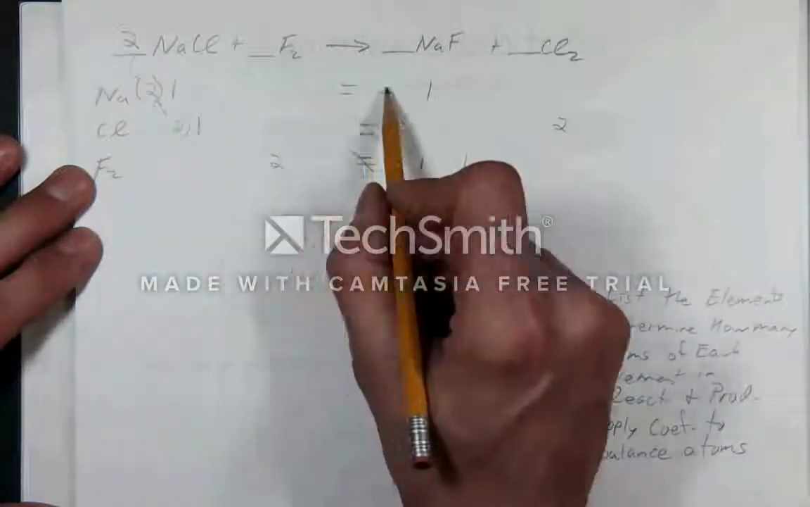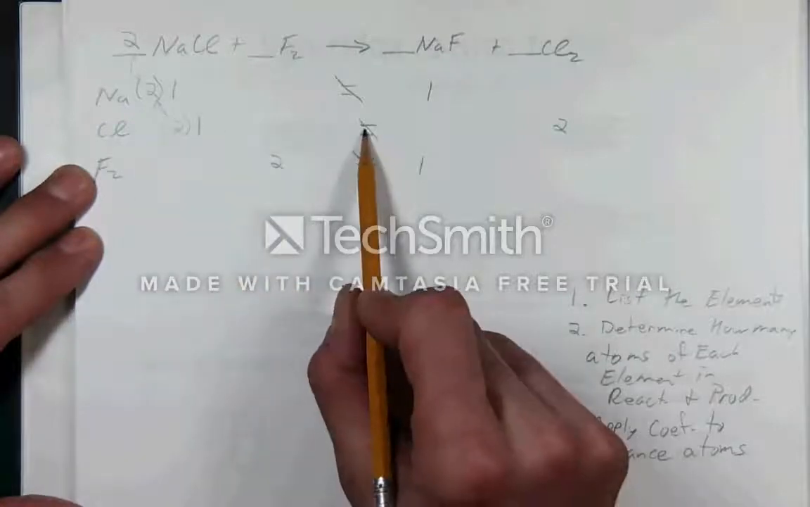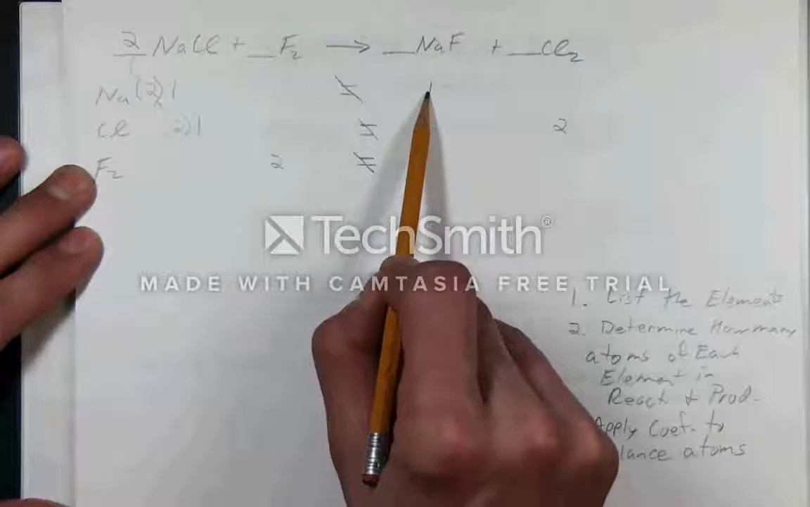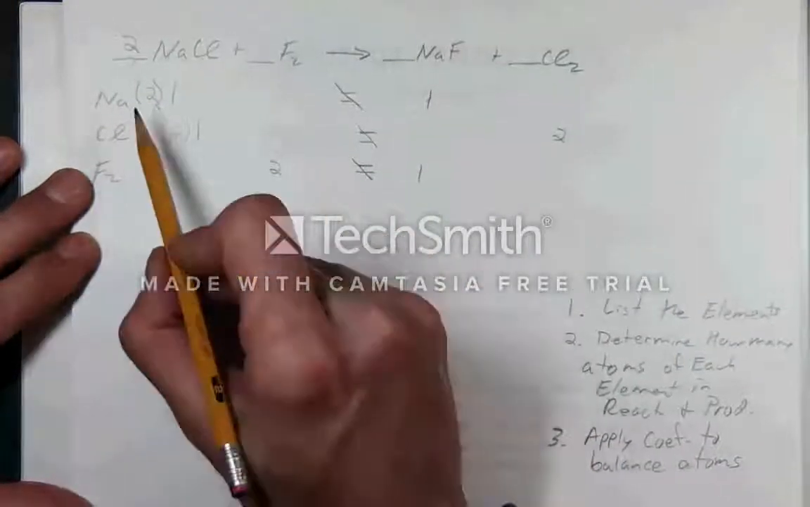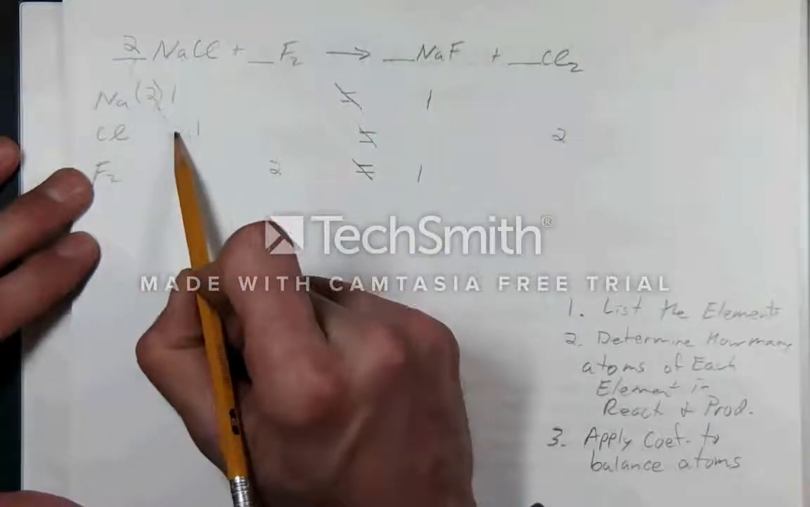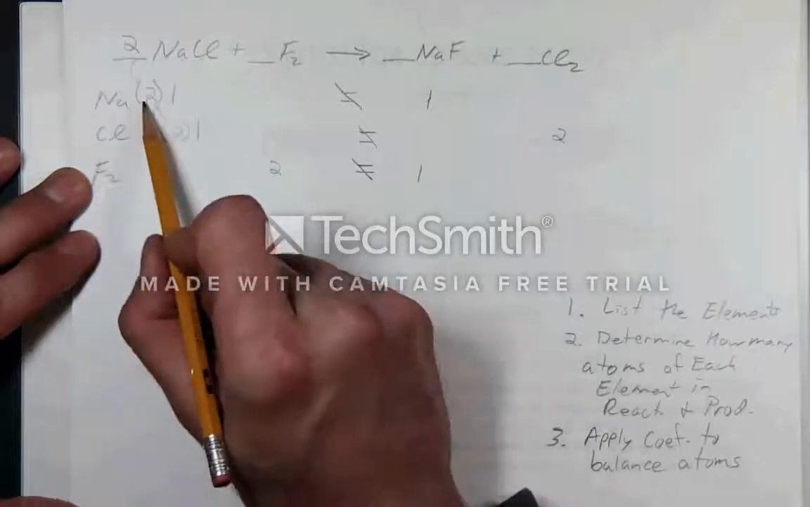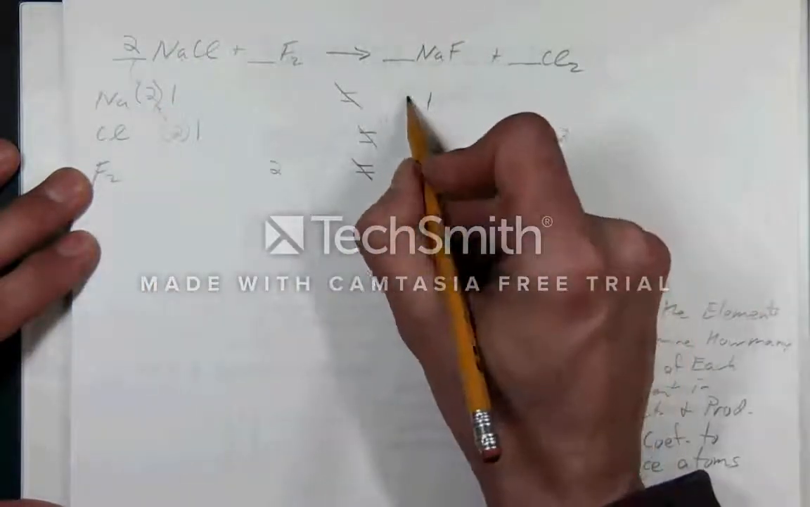Now that messed up this first row. The chlorines are balanced, 2 times 1 equals 2, but now we messed up the fluorines. So don't let that bother you. You'll see why in a moment. Oftentimes when you apply a coefficient like this, it messes up something that was already balanced, but we just have to deal with that. So 2 times 1 doesn't equal 1. We can fix that with the coefficient.